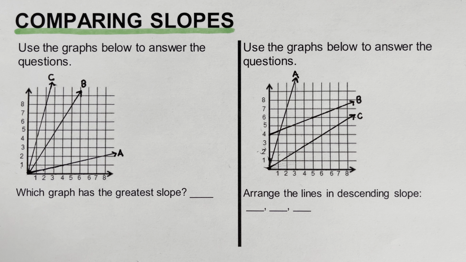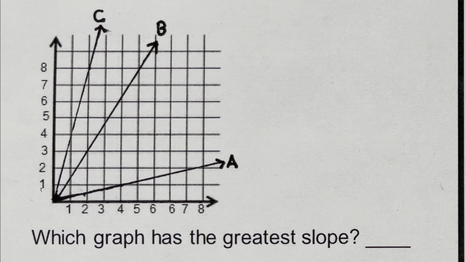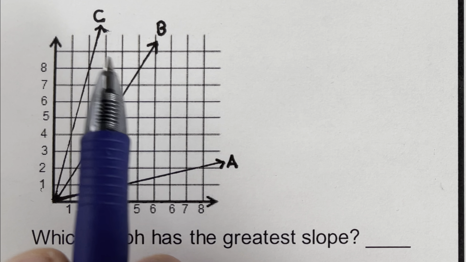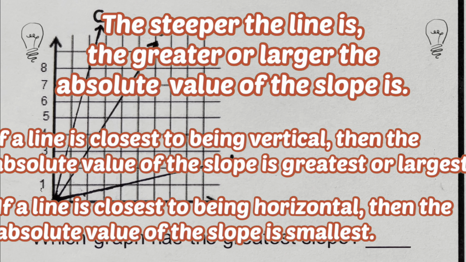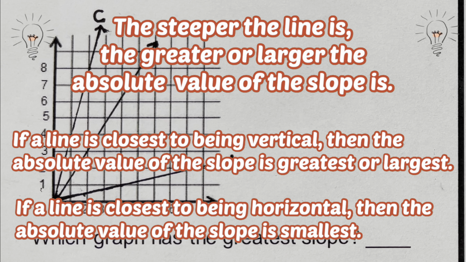Okay, let's go back to these two examples right here. Let's start with the first one. In this problem, we are supposed to determine which of these lines, A, B, or C, has the greatest slope. We remember that the steeper the line is, the greater or larger is the absolute value of the slope. This means that if a line is closest to being vertical, then the absolute value of the slope is greatest or largest. On the other hand, if a line is closest to being horizontal, then the absolute value of the slope is smallest.